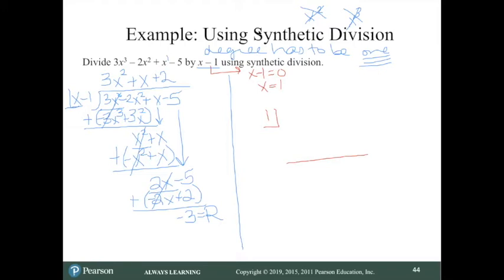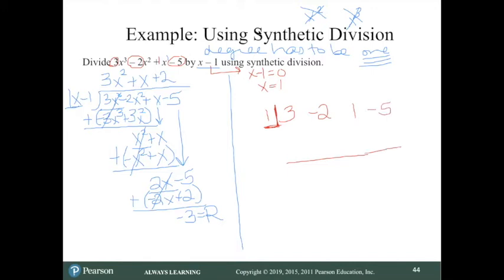Now, the reason I like to put the box around my 1 is to remind me that that is the number that I'm testing. That's the number that I'm dividing, okay? Just like when I find f of 1, I'm finding the remainder when x equals 1. And then we're going to take just the coefficients: 3, negative 2, 1, and negative 5. Always looking for placeholders.